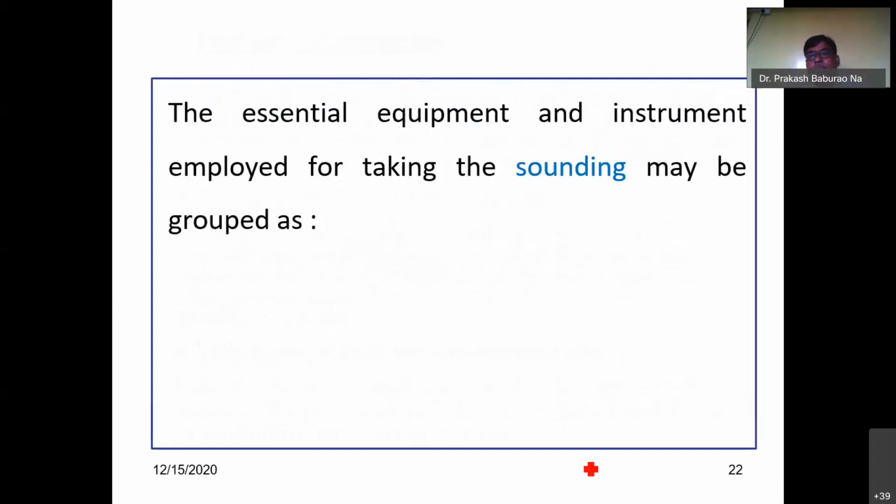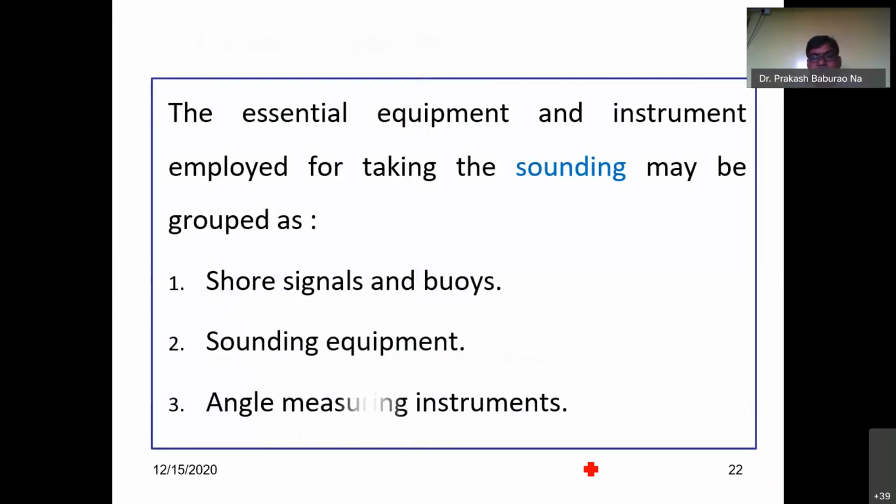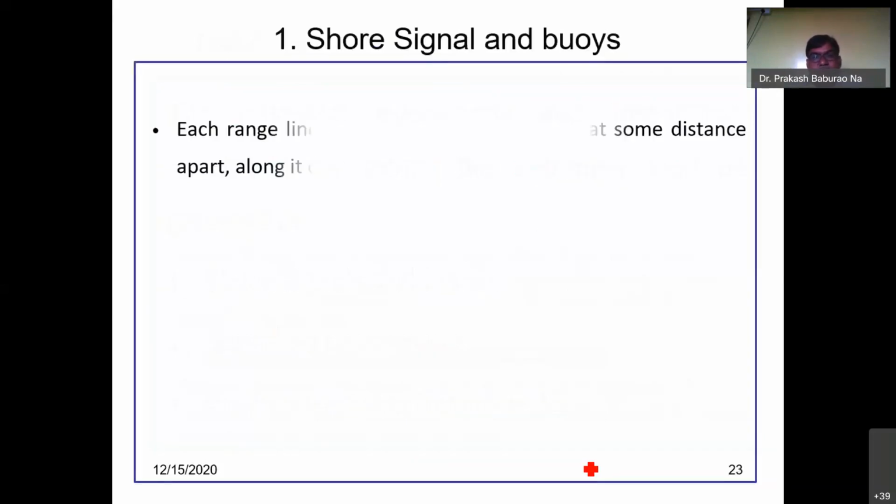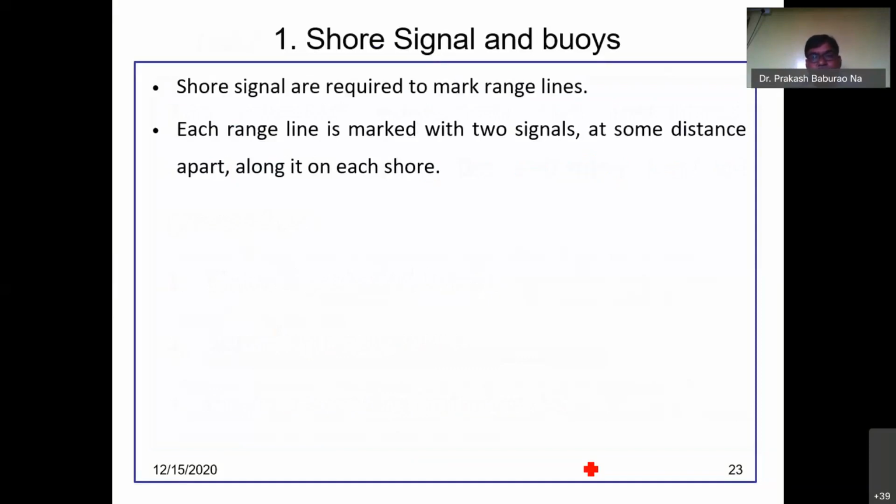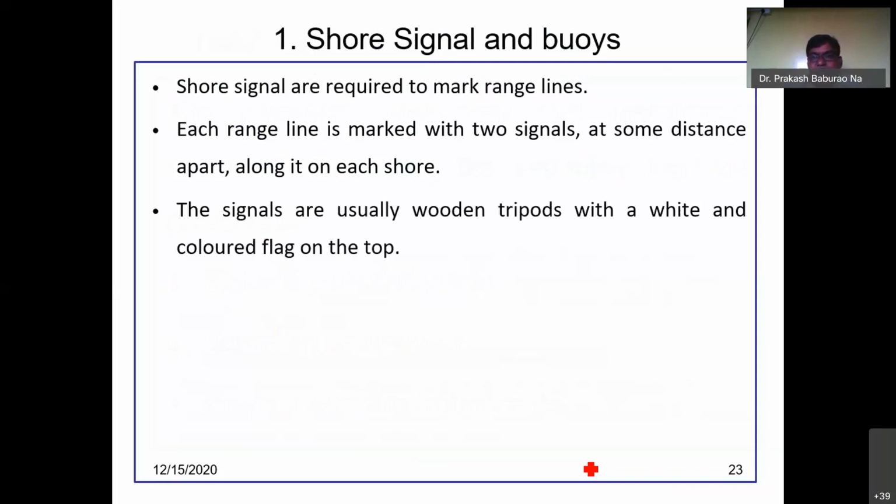These are the essential equipment and instruments employed for taking soundings. They may be grouped as shore signals and buoys, sounding equipment, and angle measuring instruments. Already I was aware of that. The range line is also marked with two signals at some distance apart on each shore. Shore signals are required to mark the range line.